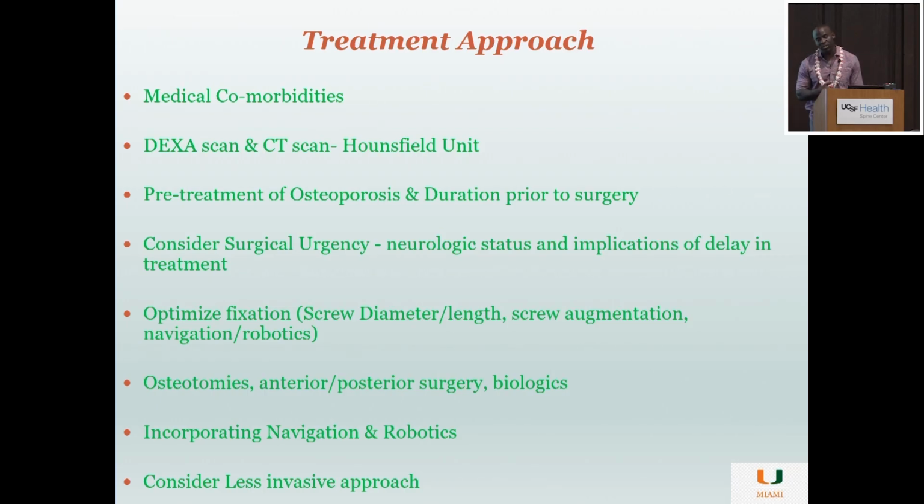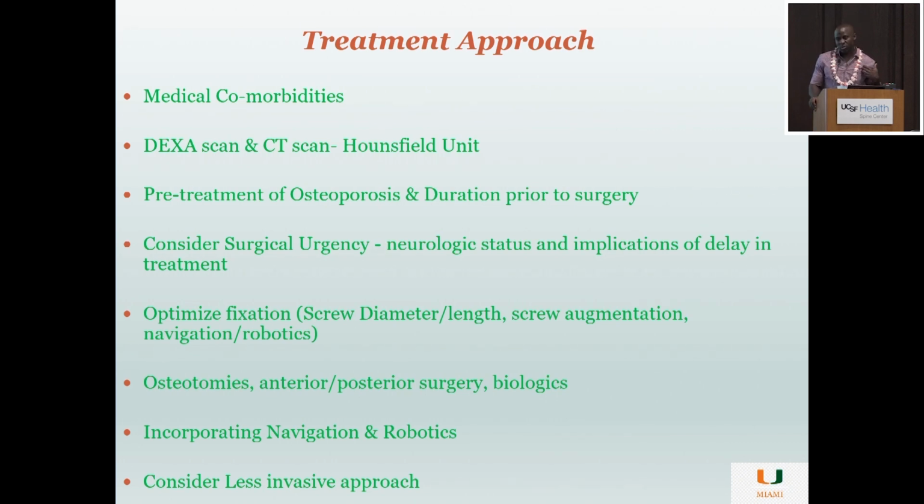Do I do anterior alone, posterior, or anterior and posterior? Do I include osteotomies to help correct without depending so much on the screws? We know these are screws that can pull out. So do you need to do osteotomies to help gradually correct the spine without having to depend on your screws and your rods to get your correction? How do you incorporate navigation and robotics into your surgery?